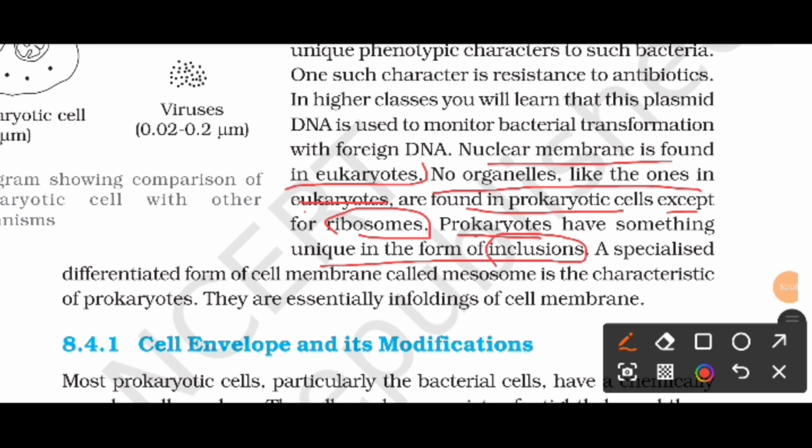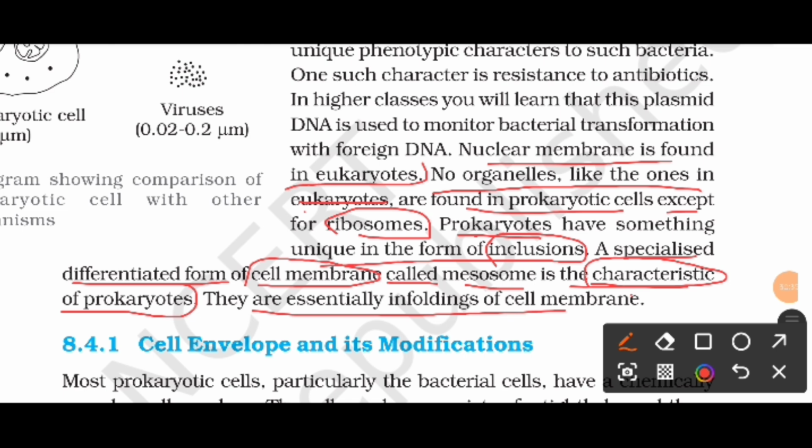A specialized differentiated form of cell membrane, not the cell wall. The cell wall is very rigid in nature, only the cell membrane is flexible. So the differentiated form of cell membrane called mesosome is a characteristic of prokaryotes, which means it's only present in prokaryotes. They are essential infoldings of the cell membrane. See here, infoldings of the cell membrane.